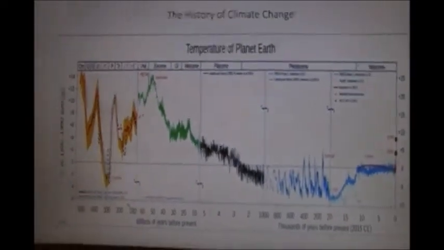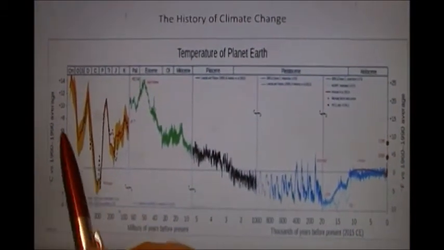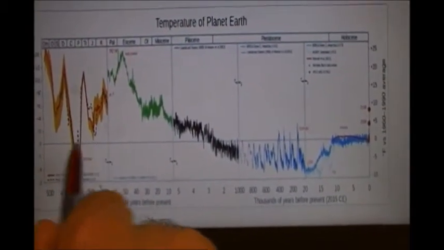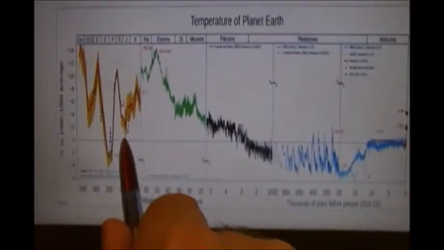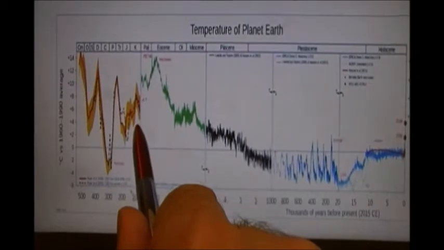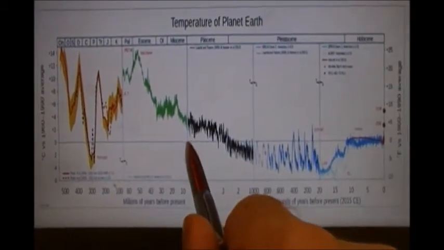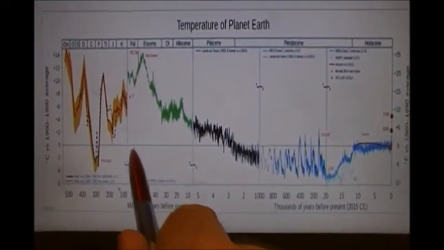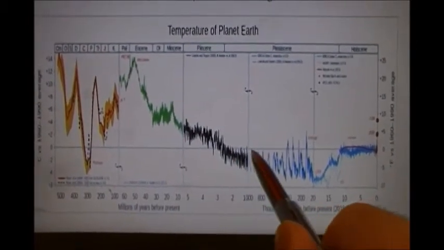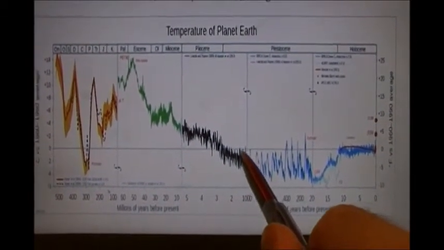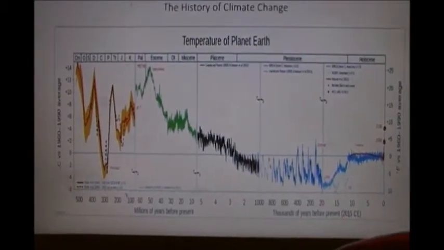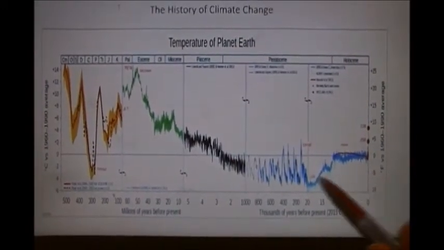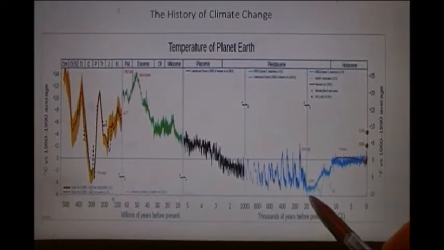What you first notice when you see this graph, which is from the internet, is that this area right here is said to cover 500 million years. The next area is only covering about 100 million years. The next section, only 100 million years. This section is only 5 million years. This section covers about 1 million years. And then the last section on this chart only covers 20,000 years.